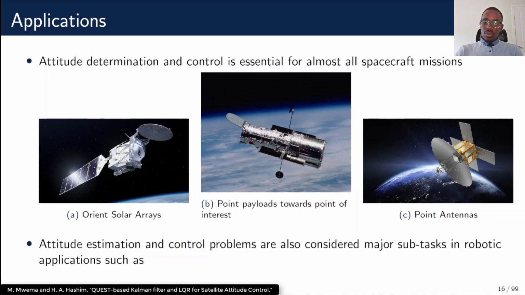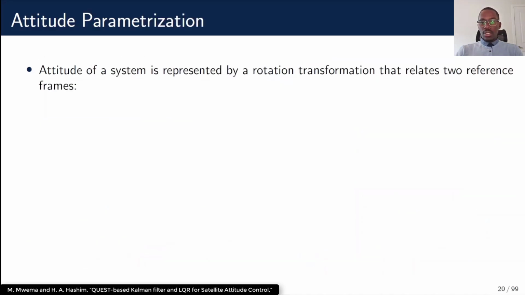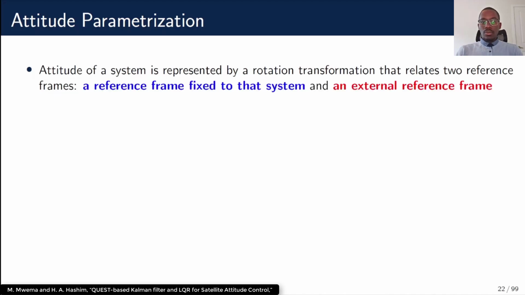Attitude estimation and control problems are not just limited to spacecraft missions, but are also considered major subtasks in robotic applications such as UAVs, surgical robots, and autonomous vehicles. The attitude of a system is represented by a rotation transformation that relates two reference frames, a reference frame fixed to that system, and an external reference frame.